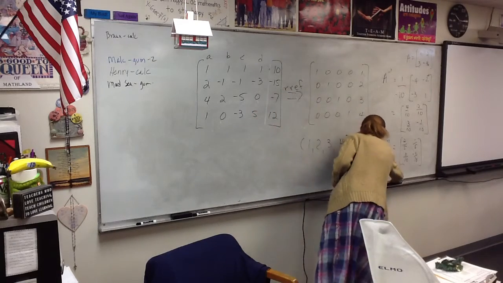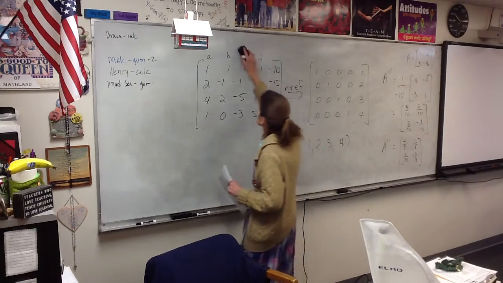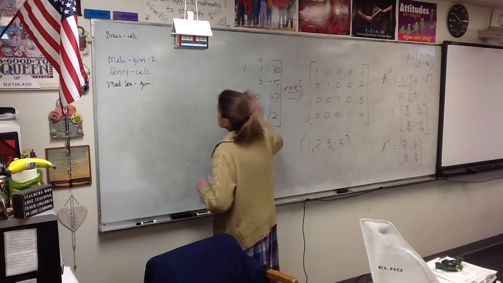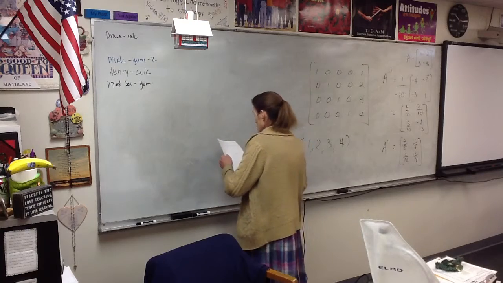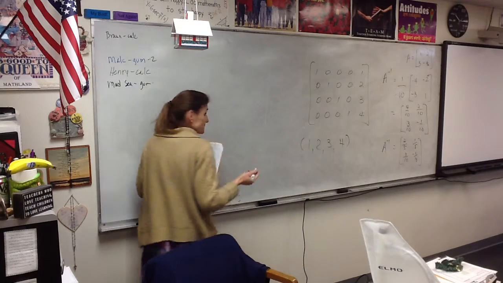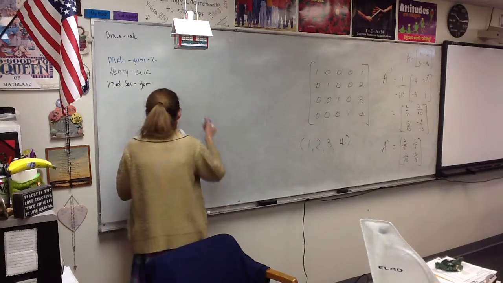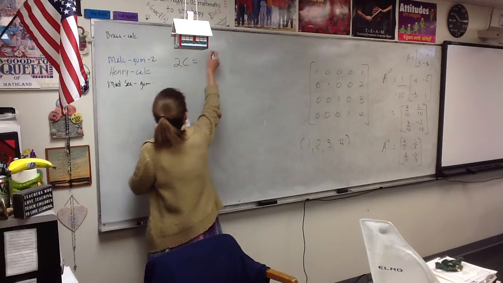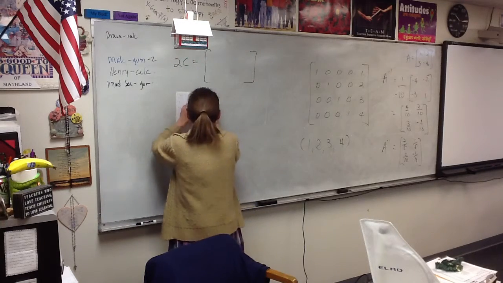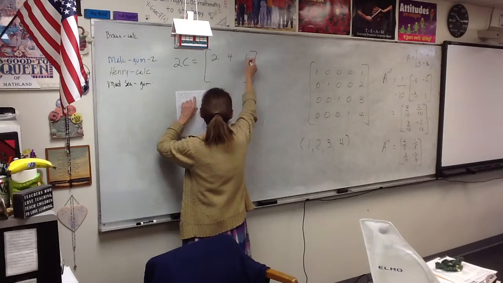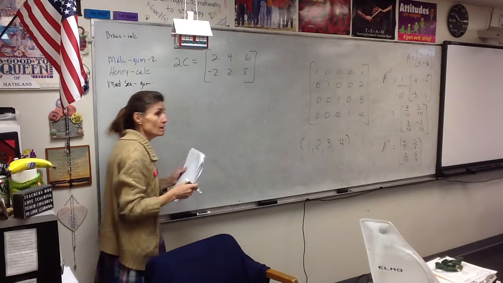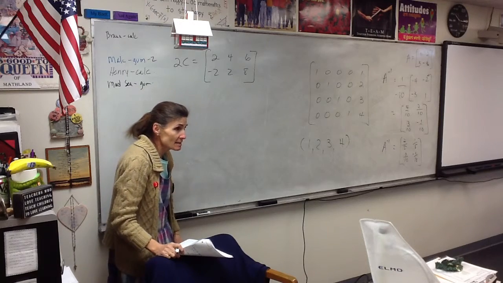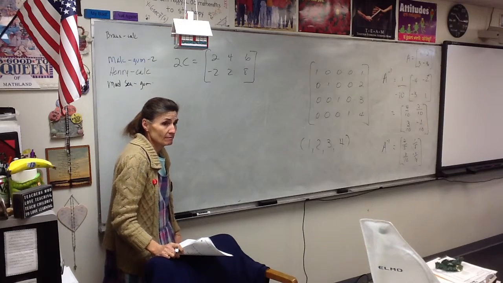Okay, let's look at problem B. What is problem B asking me to do? Multiply 2 times matrix C. That's right, which is very simple to do. That just means 2 times everything. So 2C would be 2, 4, 6, negative 2, 2, 8. Nobody should miss that, right? That's easy.